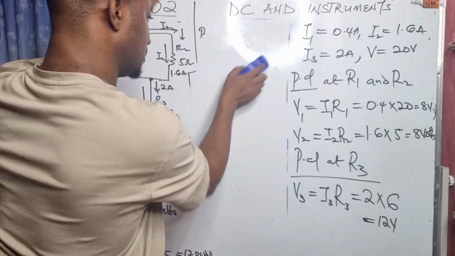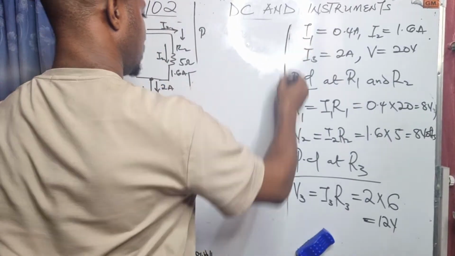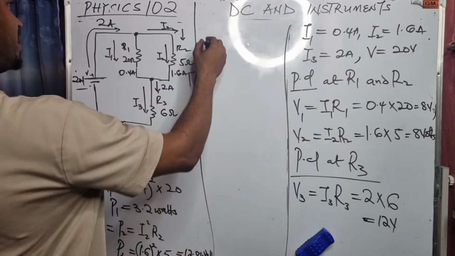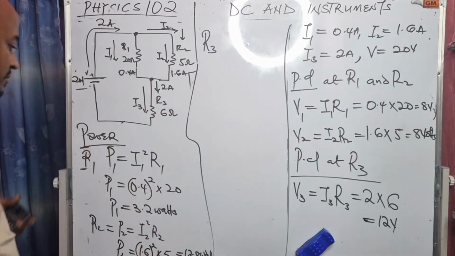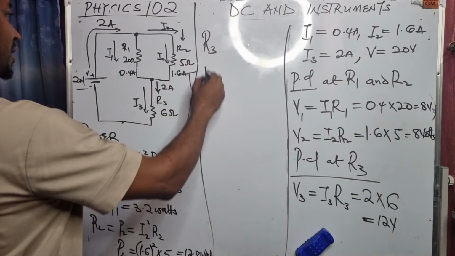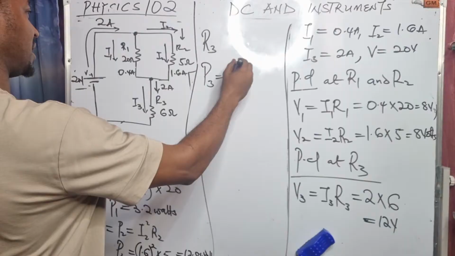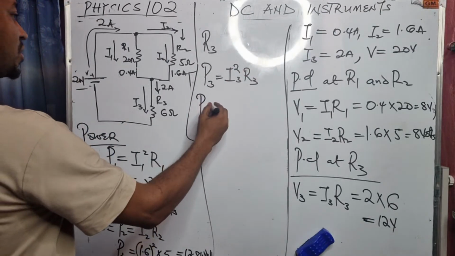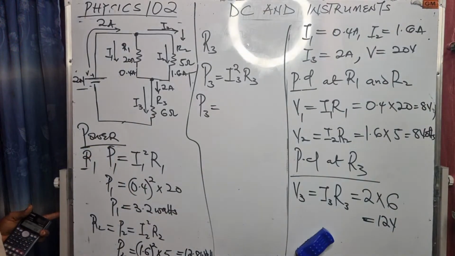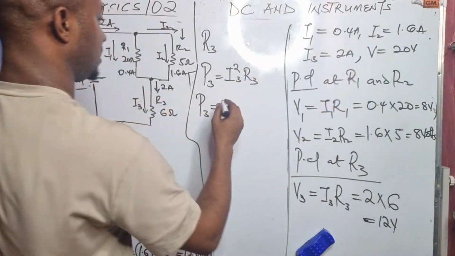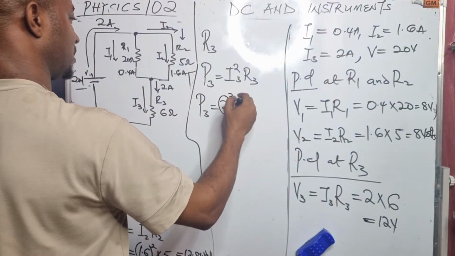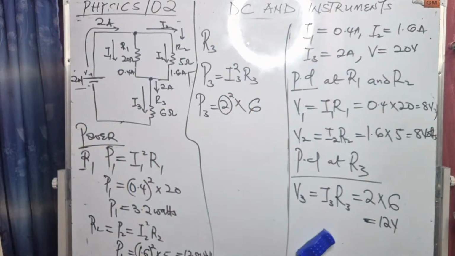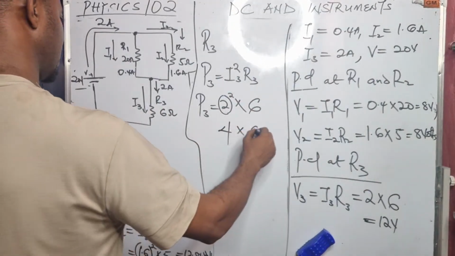The next is to find the power absorbed by resistor 3, by R3. For R3, that will give us P3 equals what? I3 squared R3, right? So P3 becomes what here? Our I3 is 2 squared times our R3, which is actually 6. So here we have 4 times 6.